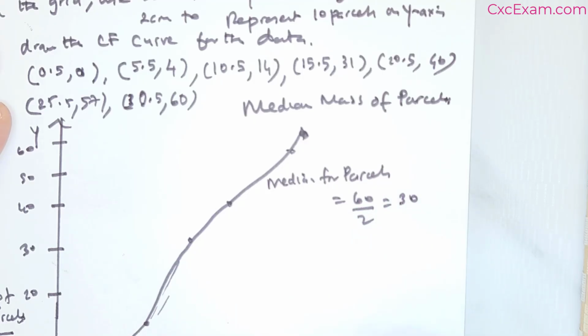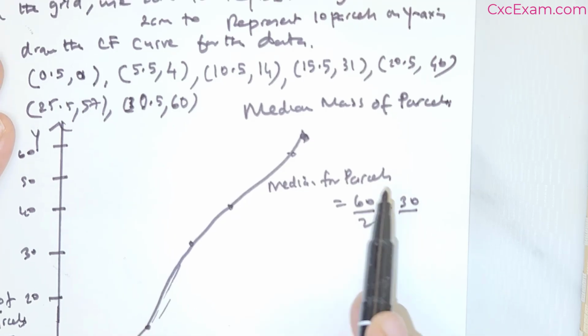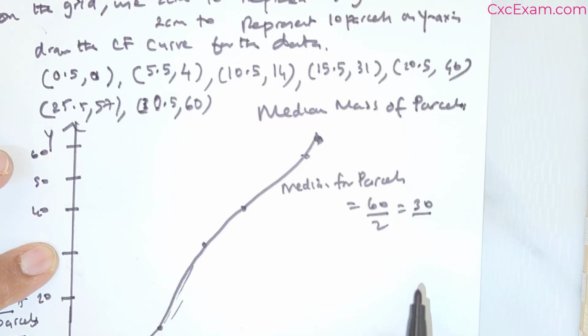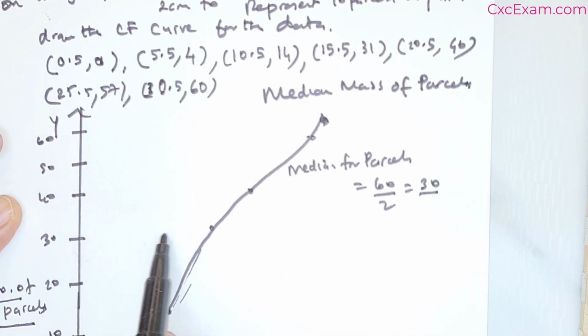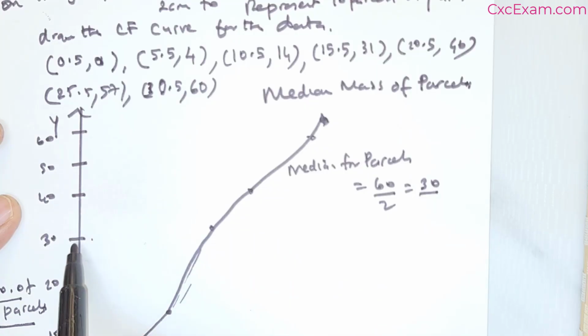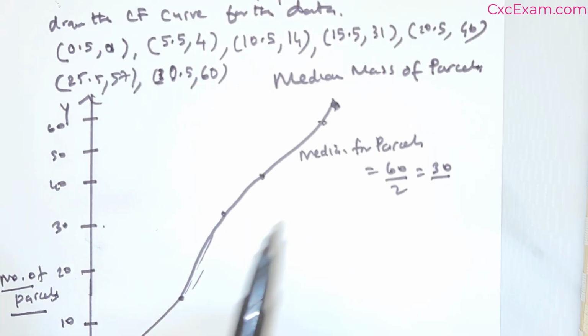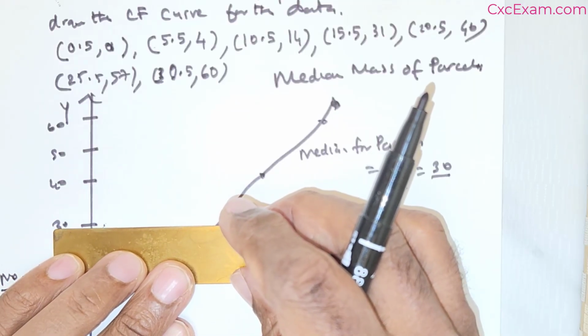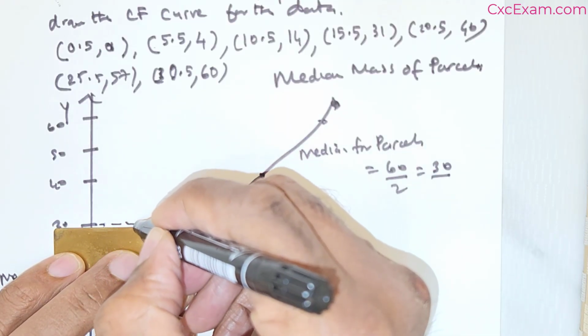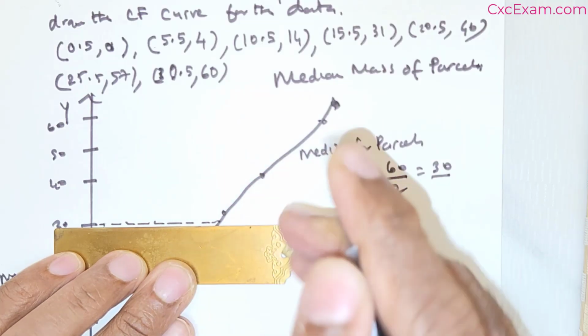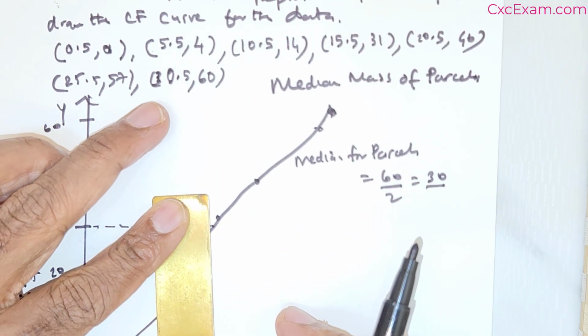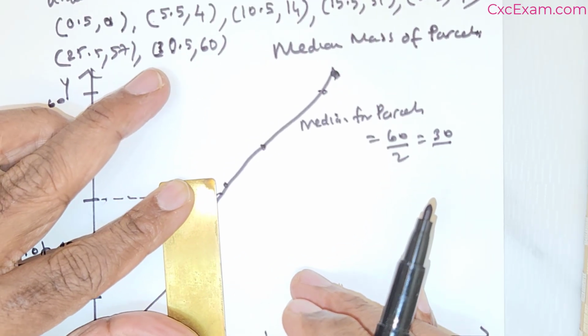So the median is actually occurring somewhere in this range, or I would say this would give us the median mass of the parcels. So if you were to go to 30, you draw a dashed line and you drop it.